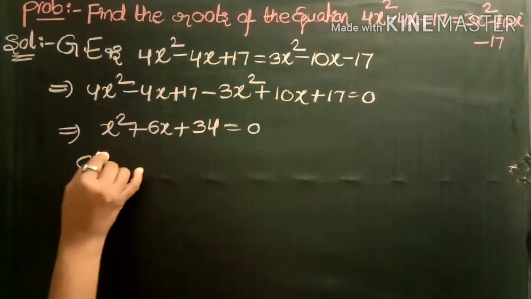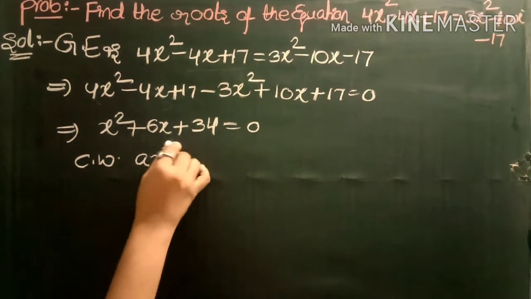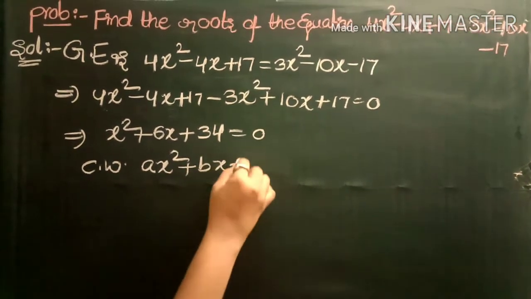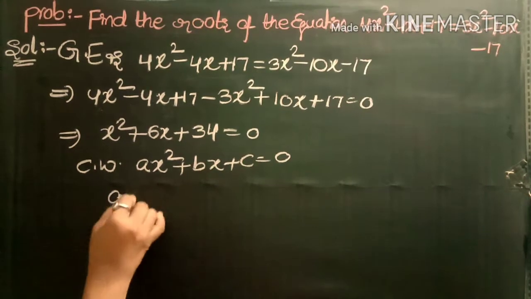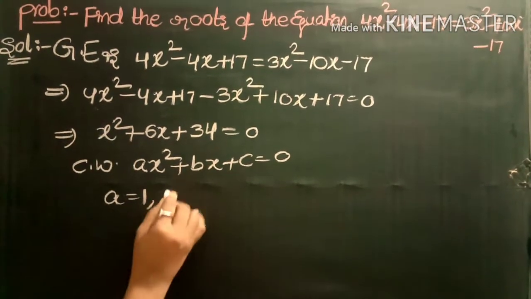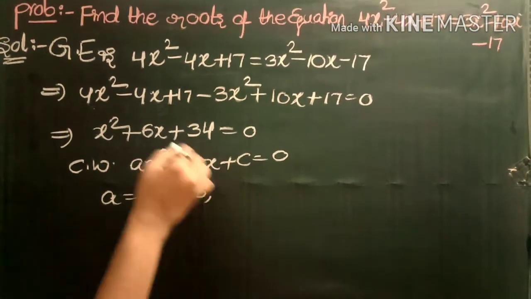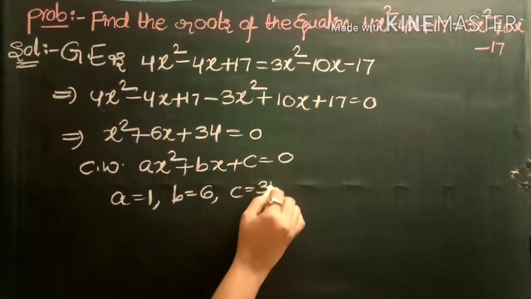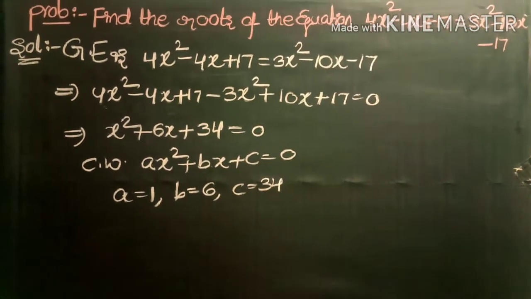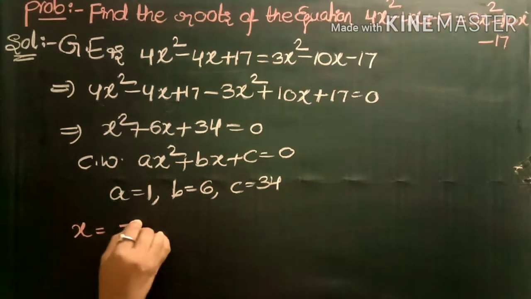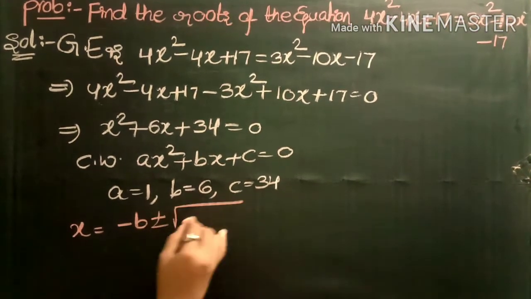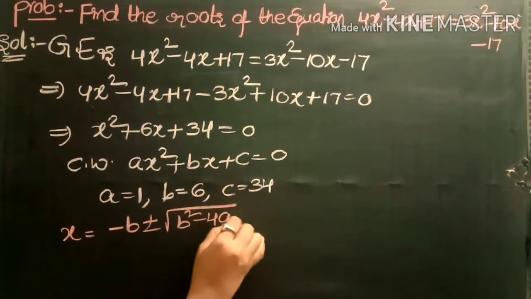That is, first I am comparing this equation with ax square plus bx plus c equals to 0. Then the values of a, b, c are, here a is equal to 1, the x square coefficient, and b is equal to 6, the x coefficient, and c is equal to 34, that is the constant. And we are applying the formula to find the roots here. The formula is x is equal to minus b plus or minus square root of b square minus 4ac by 2a.